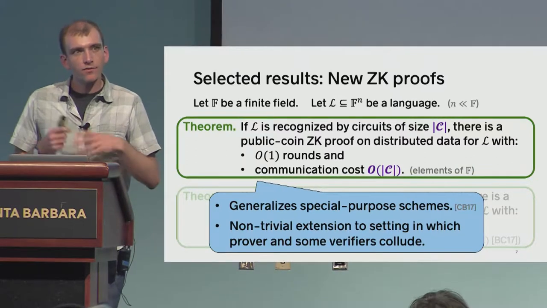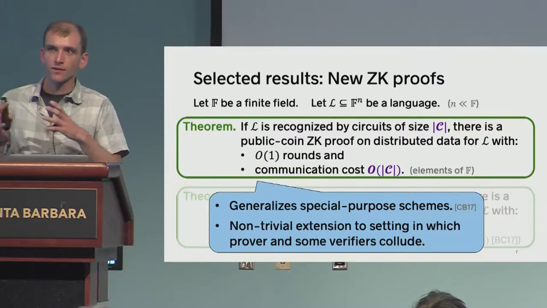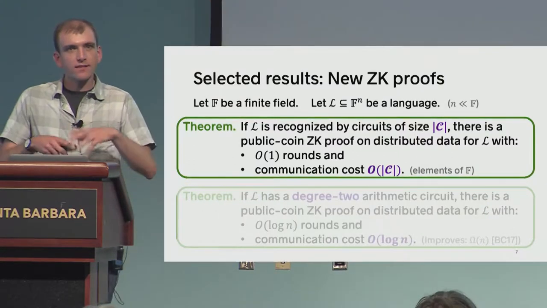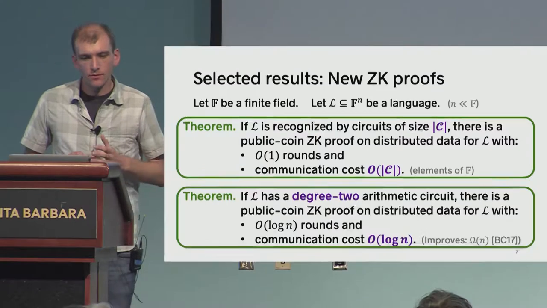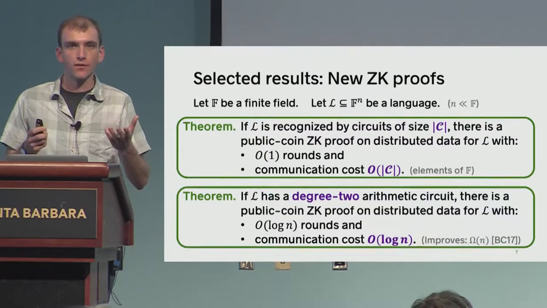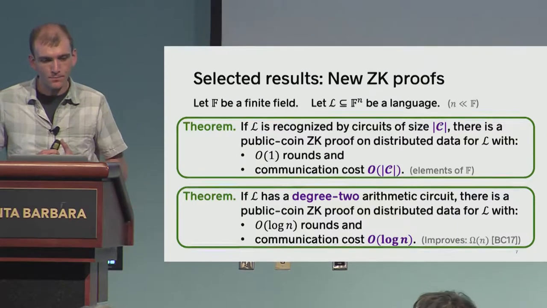And we also give non-trivial extensions to the setting in which the prover and some of the verifiers collude. So this essentially says that for any language you want, we can construct a zero-knowledge proof on distributed data. And I should say this first result is actually information theoretic, so there are no assumptions required here.